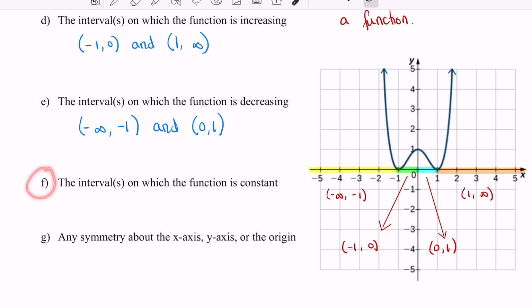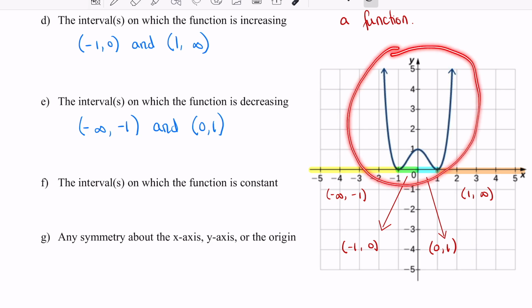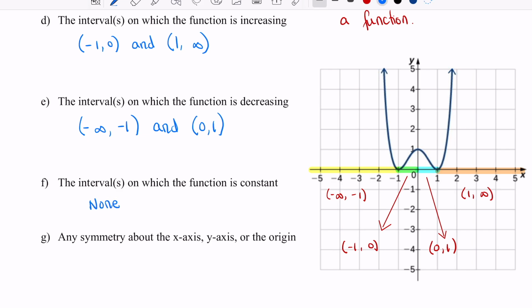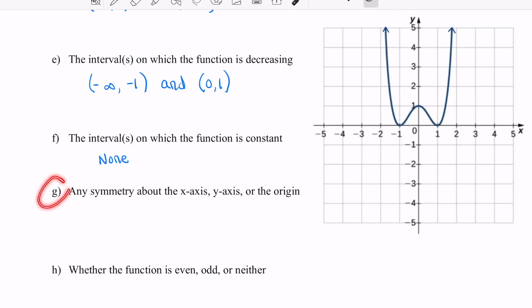Question F. Find the intervals on which the function is constant. A function is constant when the graph is flat. This graph has no flat sections, so there are no constant intervals. Question G. We need to look for symmetry of the graph. Since the left side of the graph looks exactly like the right side of the graph, this graph is symmetric about the y-axis.